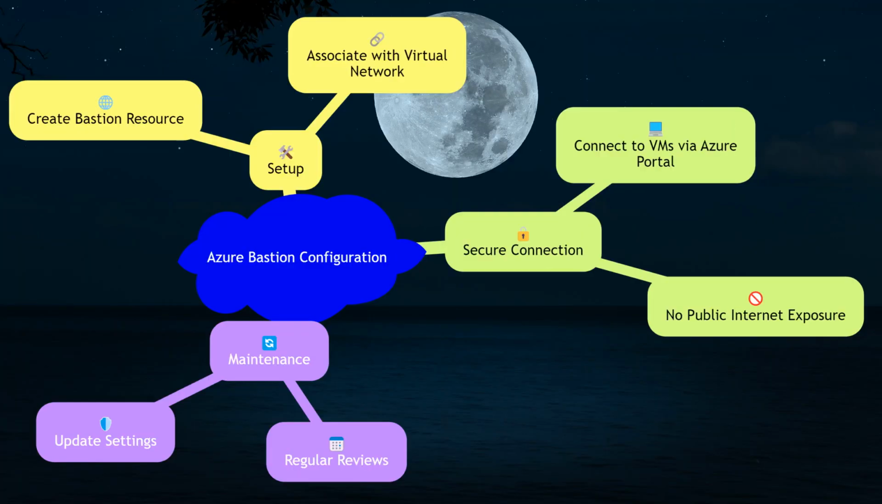To configure Azure Bastion, create a Bastion resource in the Azure portal and associate it with your virtual network. Once configured, you can connect to your VMs securely through the Azure portal without exposing them to the public internet. Regularly review and update your Bastion settings to maintain secure access.